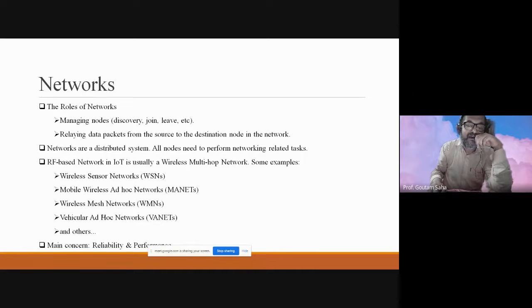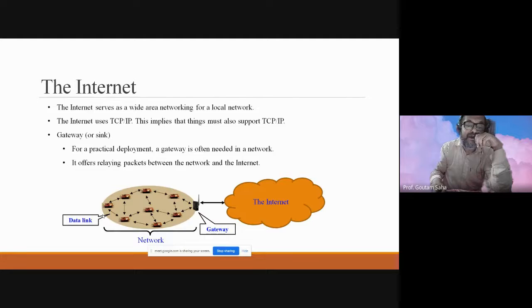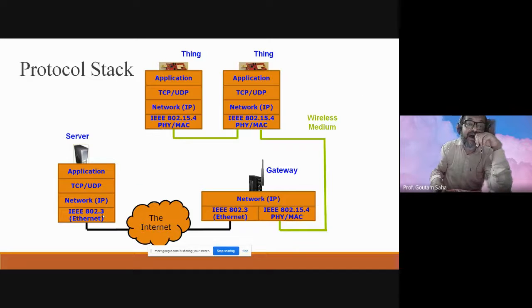Networks, already said. Internet of Things, gateway networks, already said. This is the protocol stack. See here, the protocol stack for IoT. See, there are three entities. One is the thing, meaning sensors. Another is the gateway. And the last is the server, or internet, or cloud.